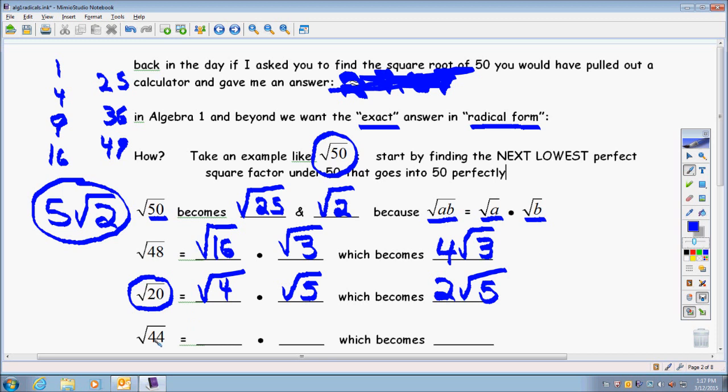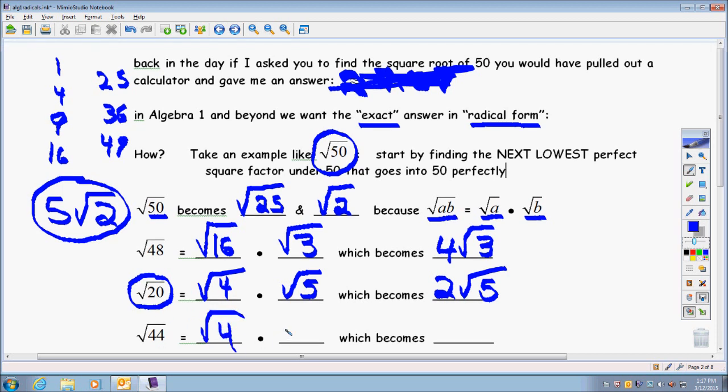Okay, 44 is going to be 4 and 11. So we're going to write this as radical 4 times radical 11. And that's going to become 2 radical 11. By the way, my writing is a little sloppy because I'm writing with the mouse, actually, instead of with my left hand. Okay, so that's our first part of the game right here. And that's some of our basic square roots.